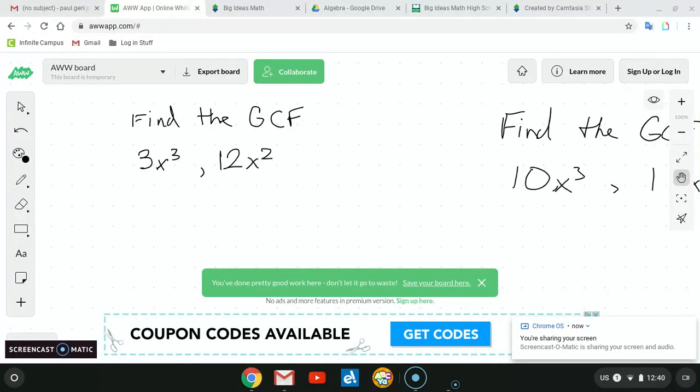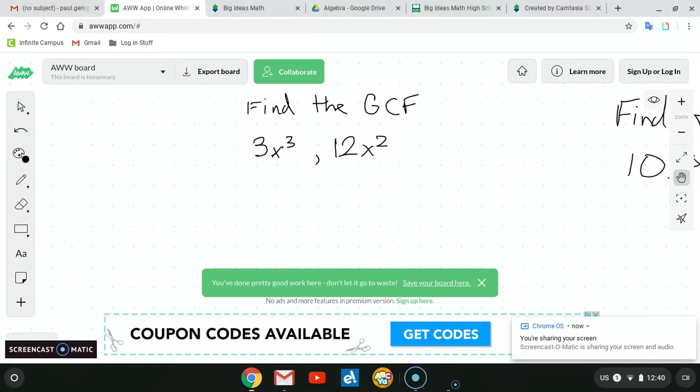Just gonna give you a quick tutorial on finding the greatest common factor between two monomials.